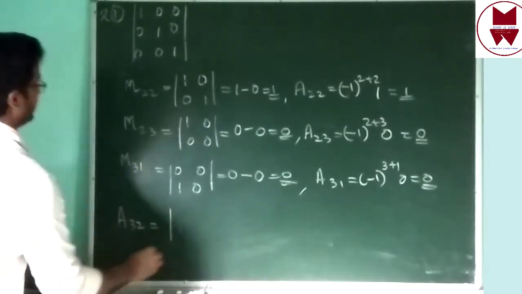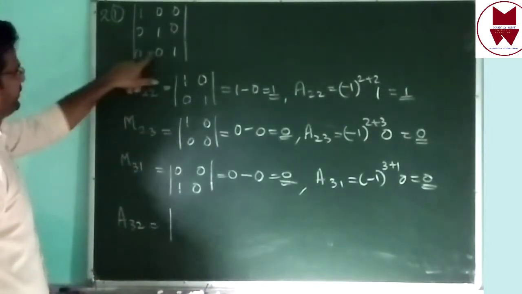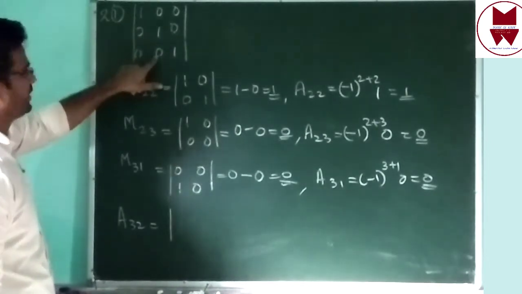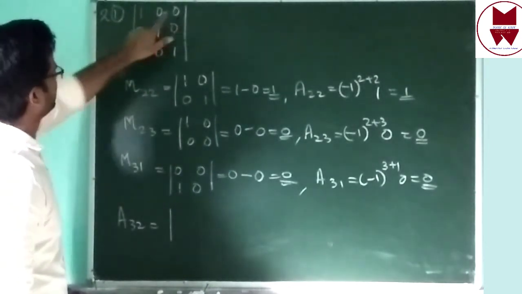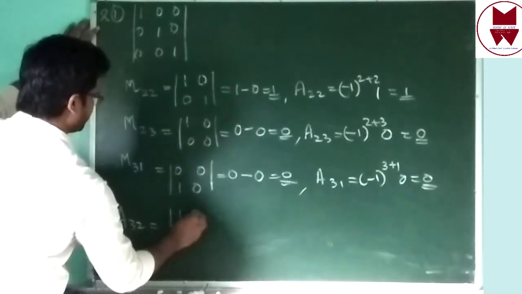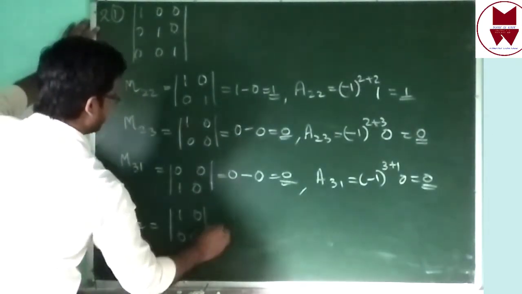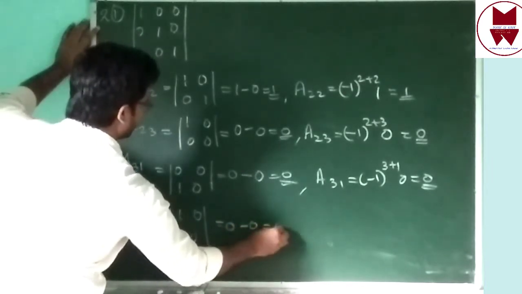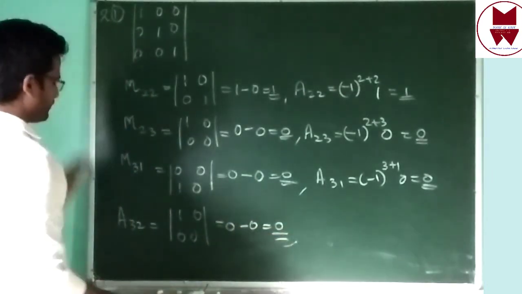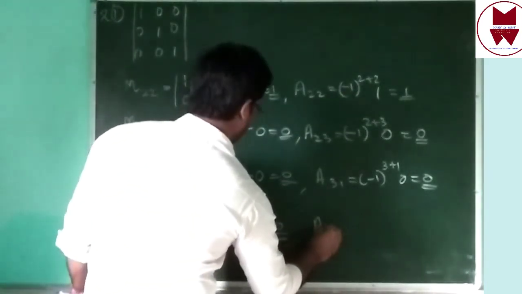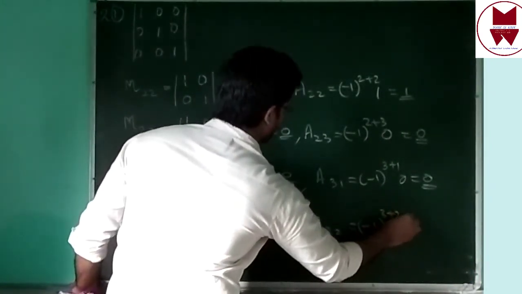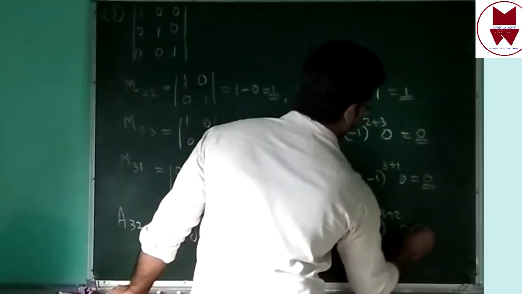A32. A32 means this, third row and second column. Delete third row and second column, then remaining 1, 0, 0, 0. We will get 1 into 0, 0, minus 0 into 0, 0. Answer will be 0. Then A32, minus 1 raised to 3 plus 2 into 0. We get answer 0.